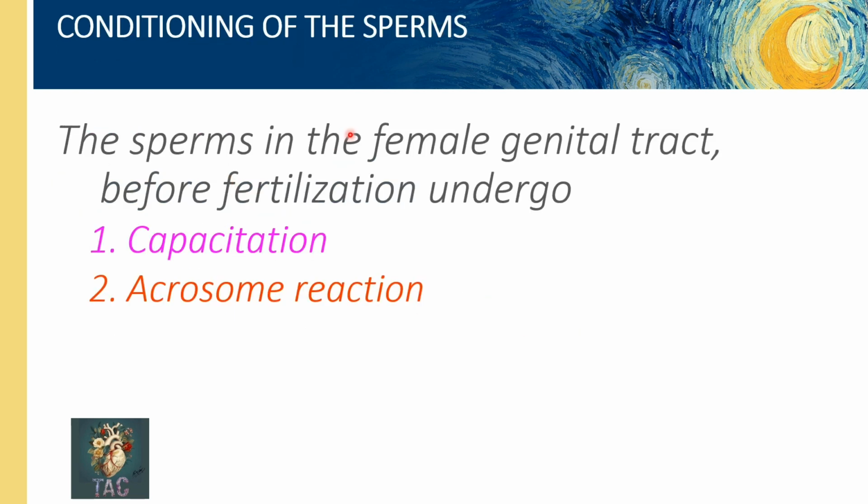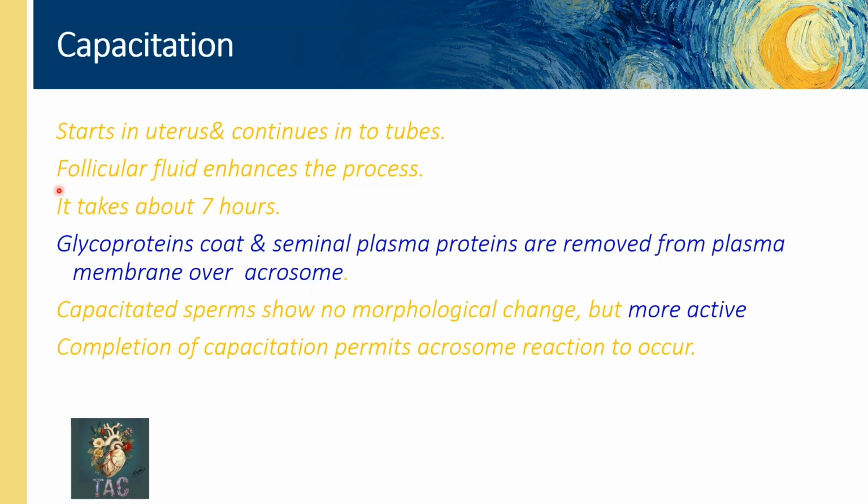So conditioning of the sperm occurs in the female genital tract, and it is very important before fertilization. During conditioning two processes take place. One is capacitation and then the acrosome reaction. Capacitation starts in the uterus and continues into the tube. Follicular fluid enhances the process, and it takes about 7 hours.